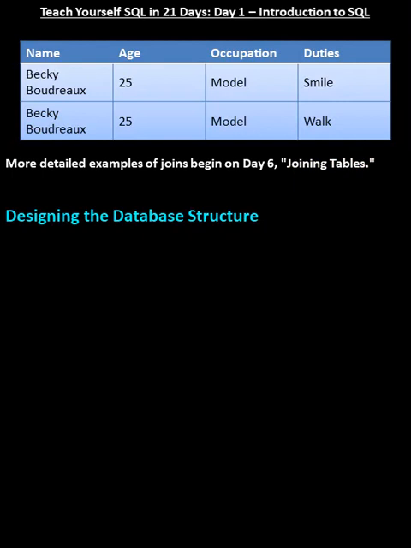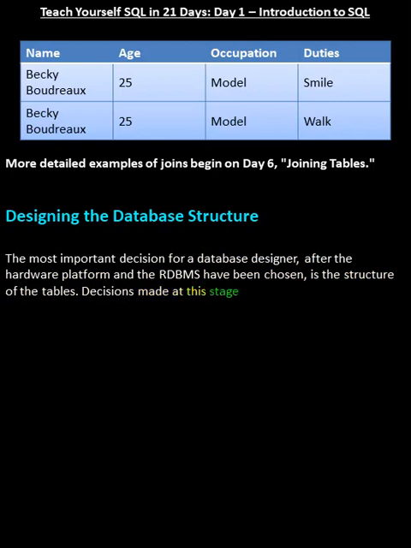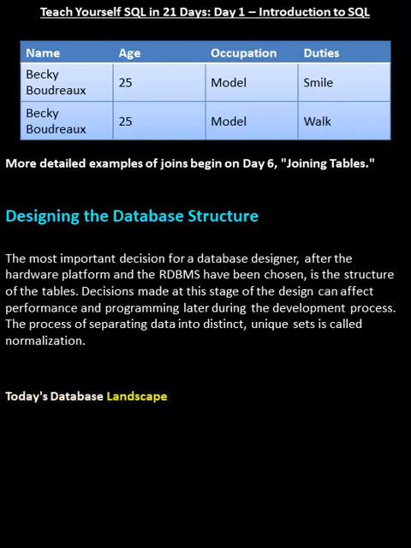Designing the database structure. The most important decision for a database designer, after the hardware platform and the RDBMS have been chosen, is the structure of the tables. Decisions made at this stage of the design can affect performance and programming later during the development process. The process of separating data into distinct, unique sets is called normalization.